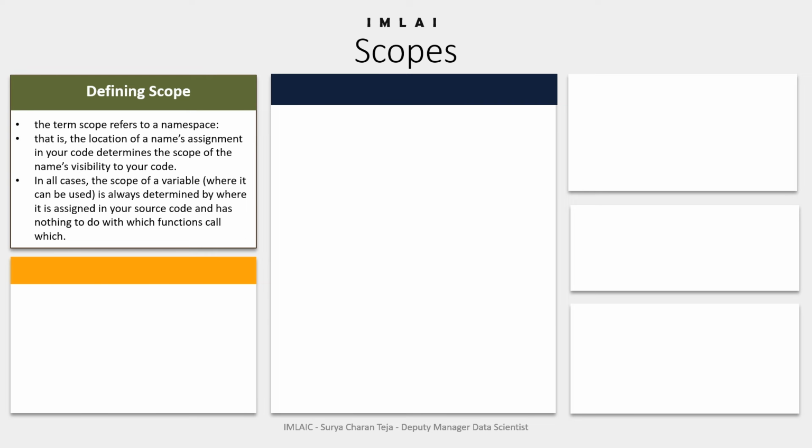In all cases, the scope of a variable, in layman's language, is nothing but where it can be used. It is always determined by where it is assigned in your source code and has nothing to do with which functions call which. Now let us explore the different scopes available for names.